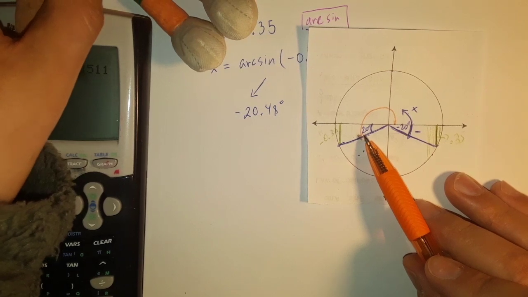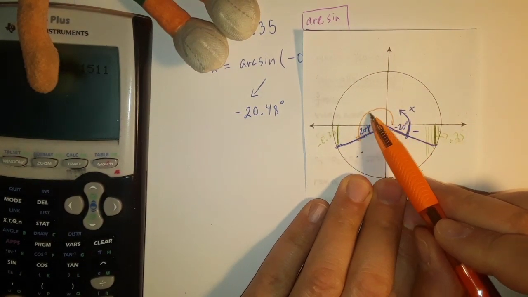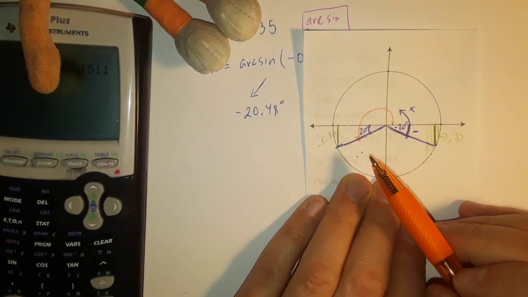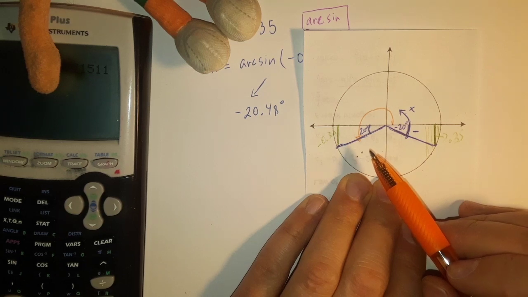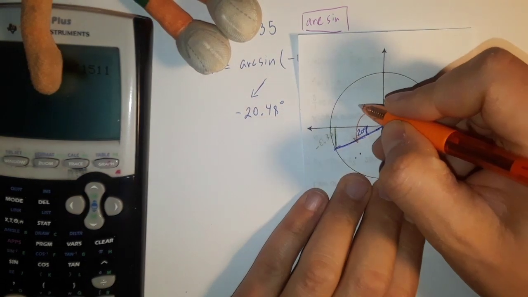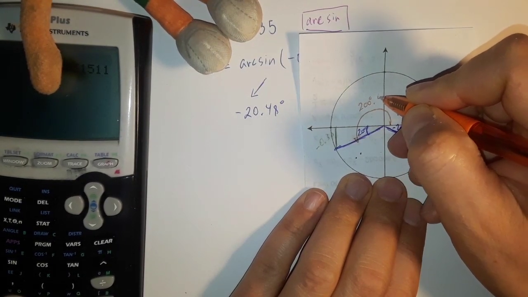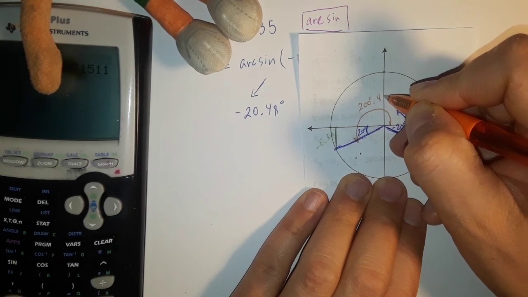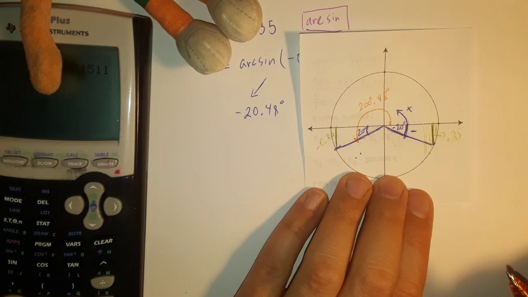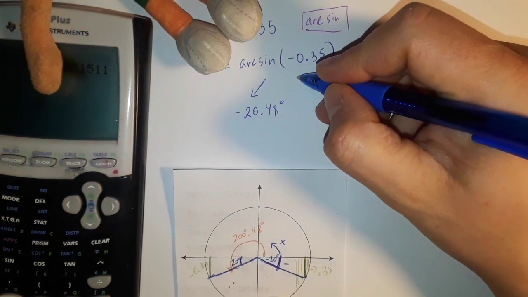Well, think: this is 180, right? Half a circle is 180, and we have 20 more, so how much is it gonna be? 200. Yes, so this is 200.48. That's what it's gonna be. So that's the other solution. We have two solutions, and that's gonna be the other one.